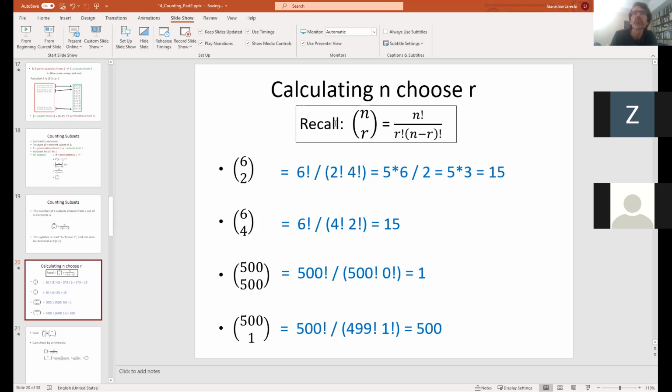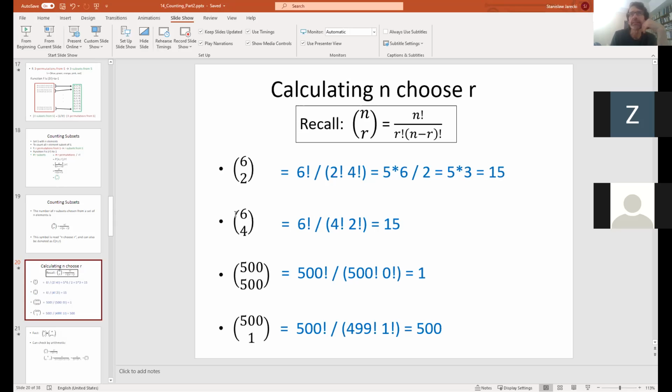So let's look at, okay, how many 2 element subsets there are of a 6 element set? Okay, it's 6 factorial divided by 2 factorial and (n minus r) factorial, which is 4 factorial, right? So n is 6, r is 2. If you numerically compute it, well, you can cancel the 4 factorial here, and you just get 5 times 6, and 2 factorial is just 2. So it's this, so I can just replace 6 over 2 with a 3, it's 15.